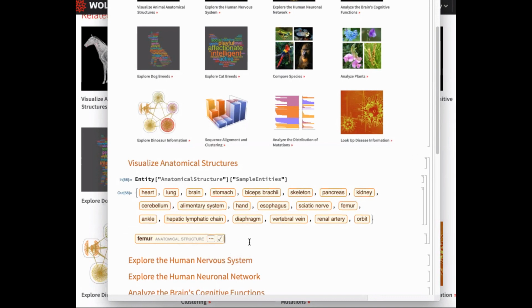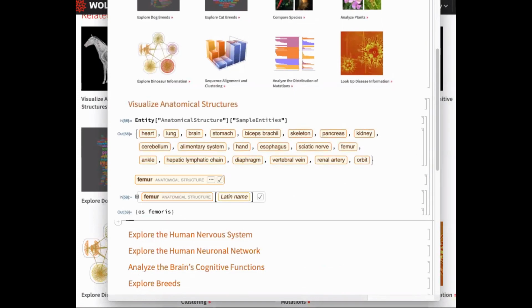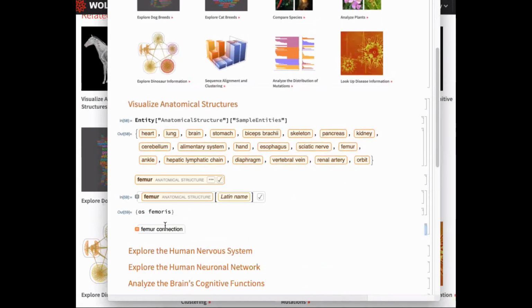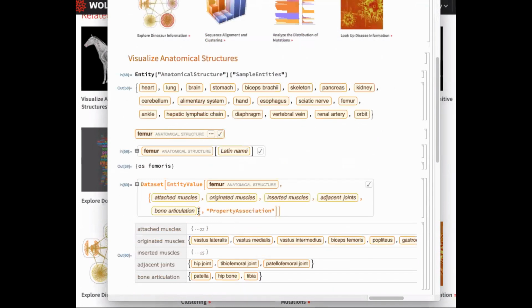And we have over 130 properties, including image, geometric, and 3D graphics properties to provide detailed information about individual anatomical structures. So for example, you can get information about a bone with a bone's Latin name and get the answer. You can find muscle attachment, joint, or bone articulating information for a particular bone. You get the set of properties that describe the bone connections here.